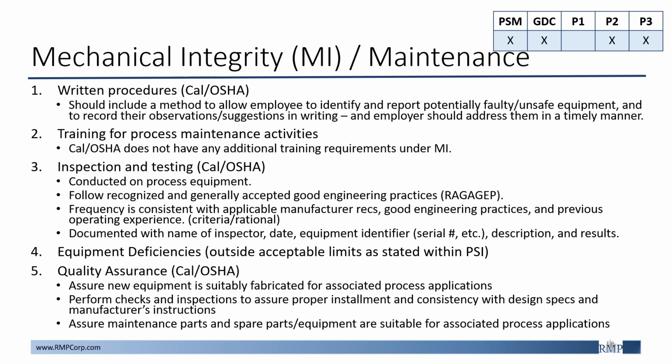Some of the common deficiencies you may find in mechanical integrity and maintenance are that there are no written mechanical integrity procedures, even though your maintenance procedures are in place. So make sure they are properly written and documented. Another one is that equipment is not inspected or tested. Another is that testing inspection intervals don't meet industry standards, and that it fails to follow RAGAGEP, which includes proactively replacing relief valves, proactively replacing hoses, and painting.